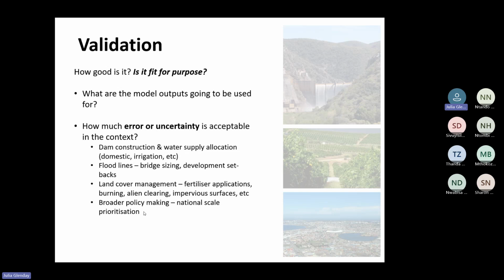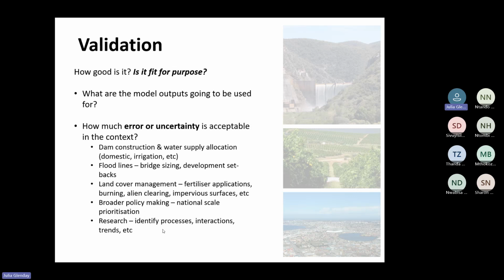And then, at national or regional scales of prioritization, focusing on this area versus this area, again it can be a bit more uncertain, as long as the ranking of things relative to one another remains the same despite any uncertainties in the model. And then research purposes as well.